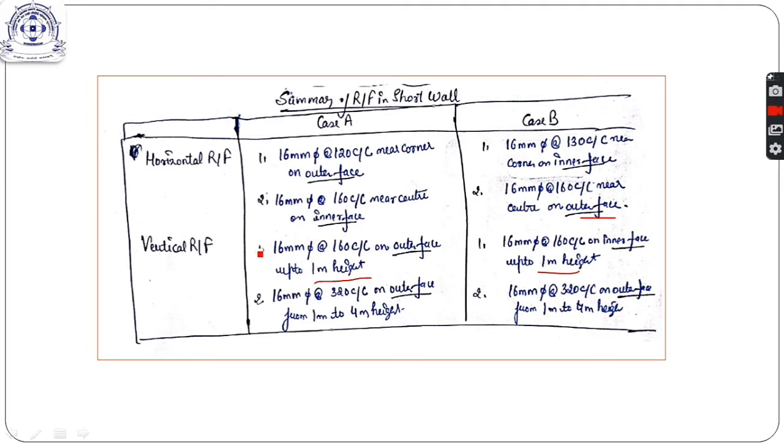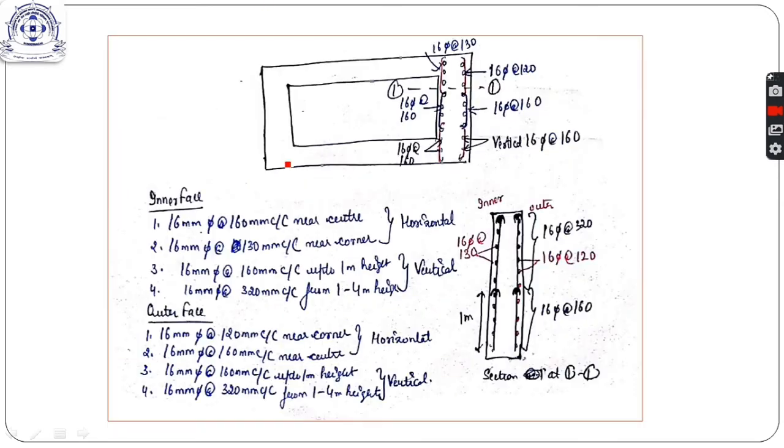so you can reduce the reinforcement above that. So vertical bars consist of two types of vertical reinforcement, one of 1 meter height and one of full height. So this is the summarized detailing of the short wall.